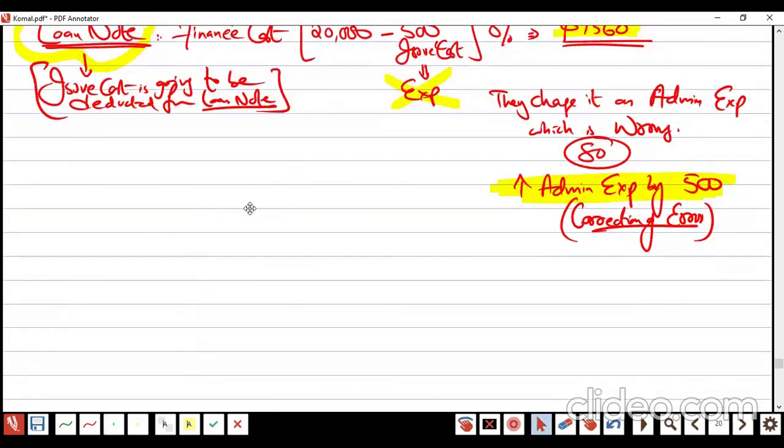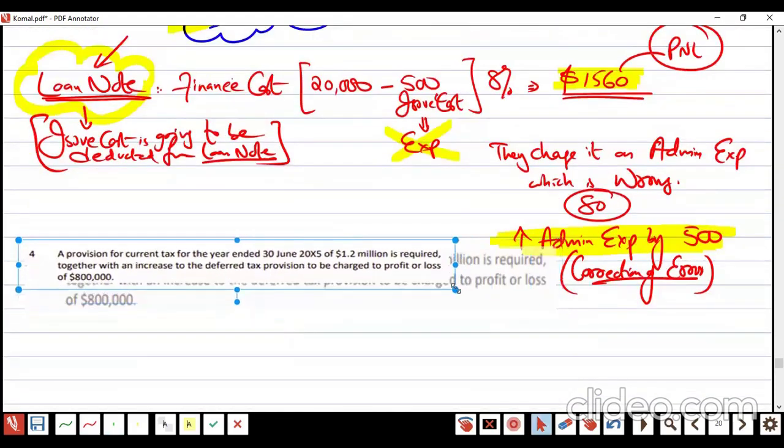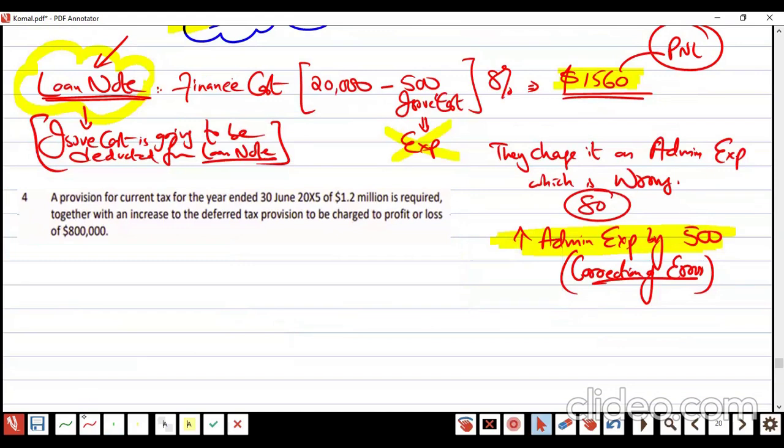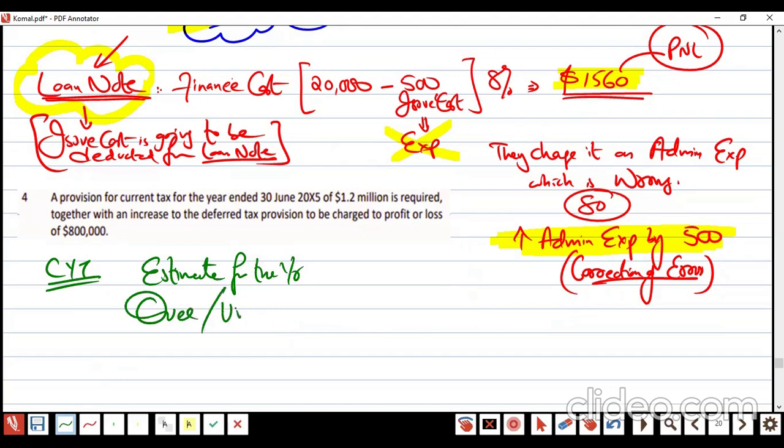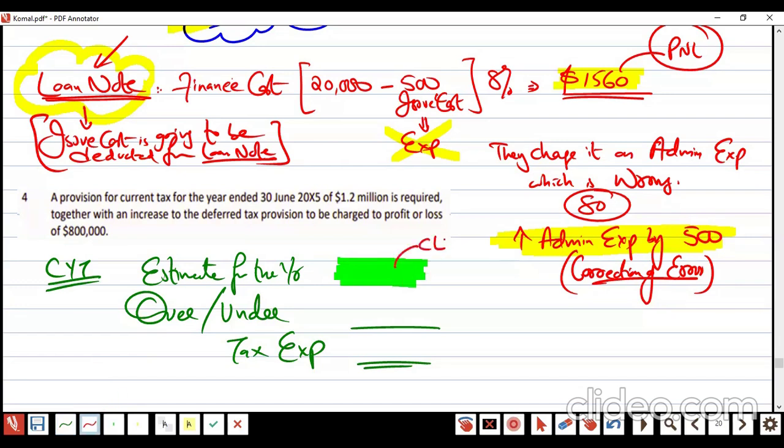We will do a very simple thing. Like we know the format now. Current year tax. We need to take the estimate for the year, remember? Estimate for the year. And we are adjusting the over or under. And we have the tax expense, correct? This one, estimate for the year, is a current liability in the SFP, which is not required. And this one is the profit and loss expense, right? Which we need.